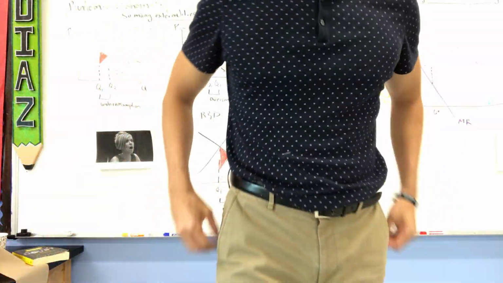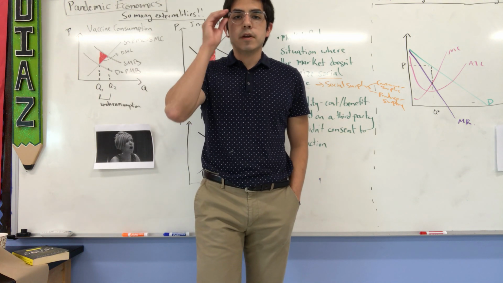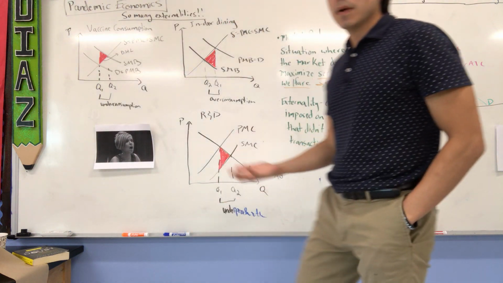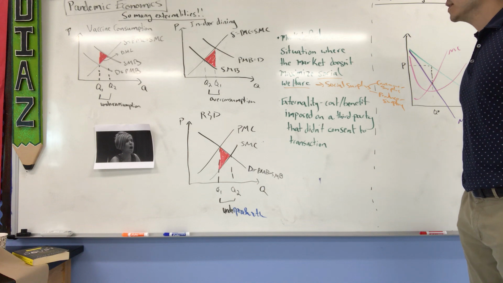Hello everyone, in this review video I'm going to use several of the models and concepts that we developed in our AP Microeconomics course to tell a sophisticated story about pandemic economics. And so the first model that we are going to use to tell this story is externalities.